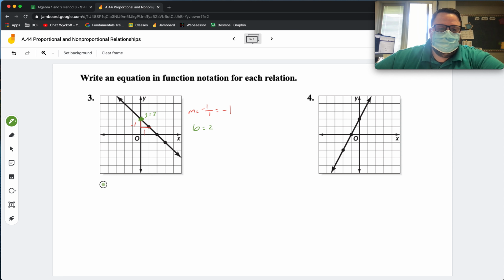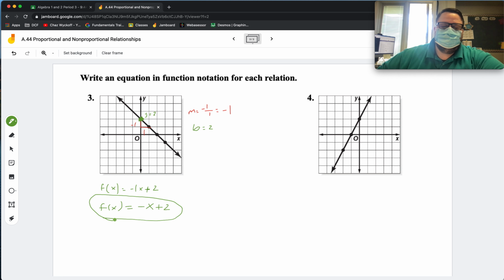So now I'm going to write my equation. F of x, because all I need is m and b, and I got both of them. F of x equals, m is negative 1, so negative 1x plus b, and b is 2. So plus 2. The only thing is I don't like putting that negative 1 in front of the x, so I'm going to rewrite it as simply f of x equals negative x plus 2. And that's our answer for number 3.